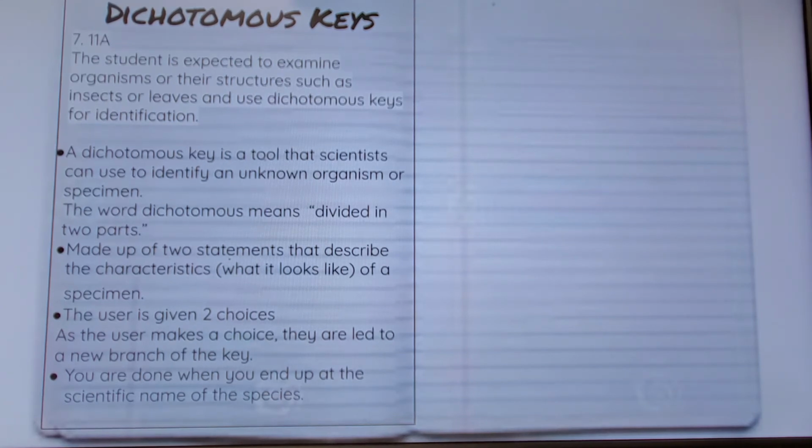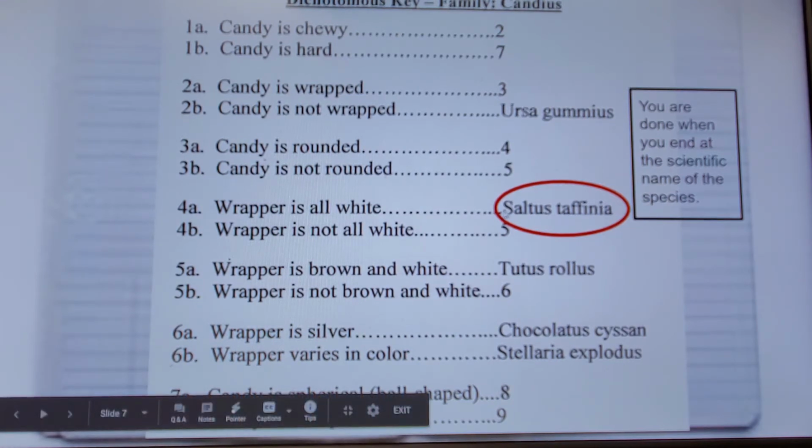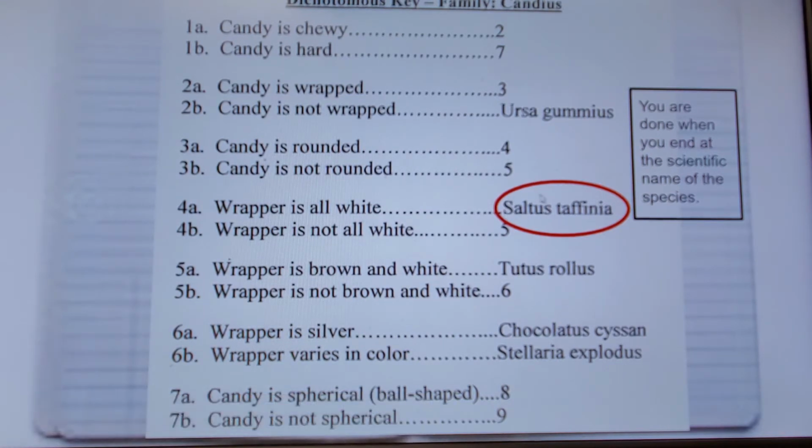It says you are done when you end up at the scientific name of the species. So when you see something that looks like this, and we know it's a scientific name because we see the first word is capitalized, the second is not, you're done. All the clues led you up to that. There's no more instructions to go to another number. You know you're done. You have found the scientific name of the organism or object that you're looking for.